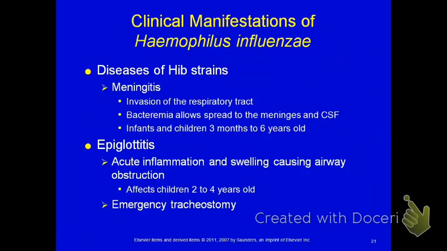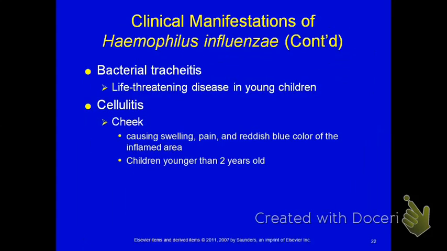Epiglottitis is, of course, the inflammation of the epiglottis. There will be swelling and eventually obstruction of the respiratory passageway, which could affect children from 2 to 4 years of age. And if there is already a severe inflammation, then an emergency tracheostomy could be very helpful to relieve the condition of the patient.